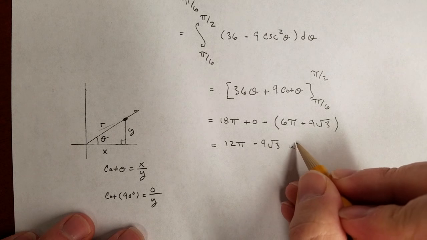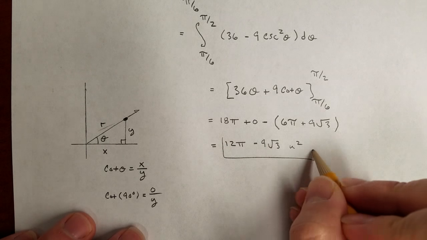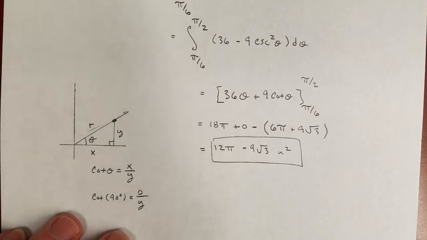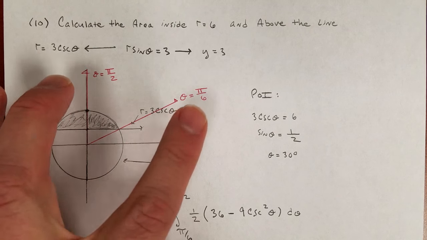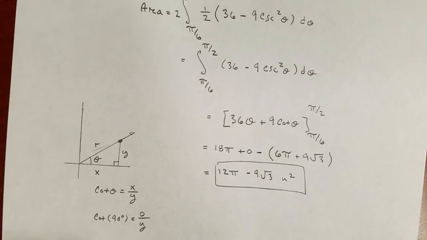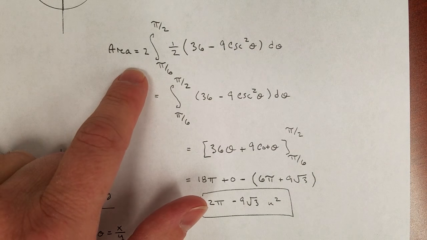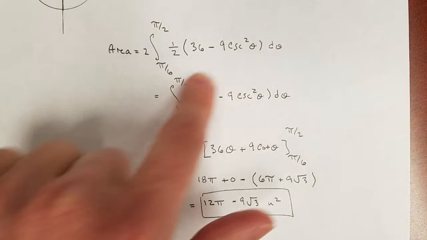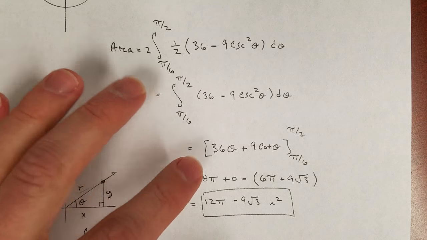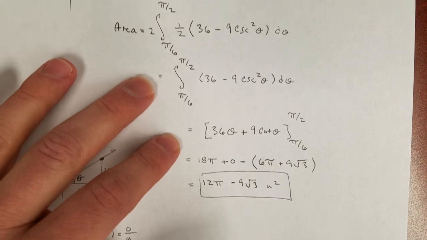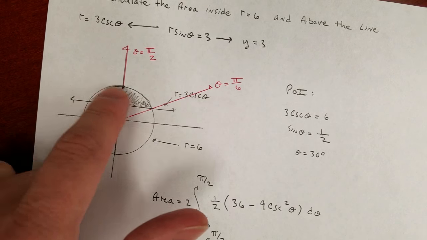It's a measurement, it's area, so I put square units. So what was that? That was number 10. It agrees with my picture, my angles, and my setup. That's really just calculus 1 to do all that, but if that's something we need to talk about, we can. And then my answer, my measurement.